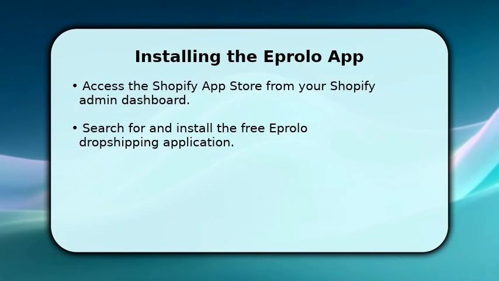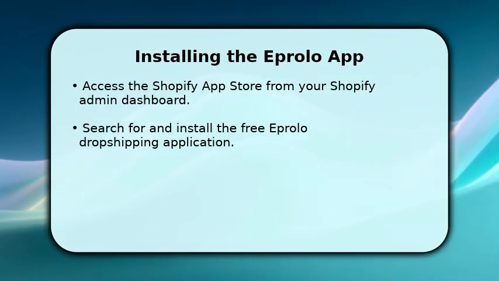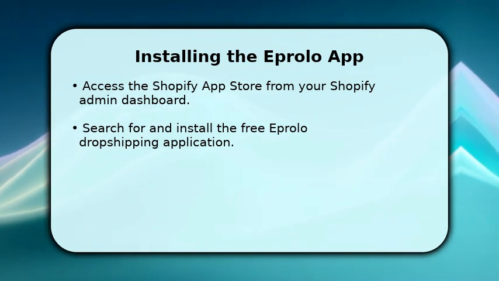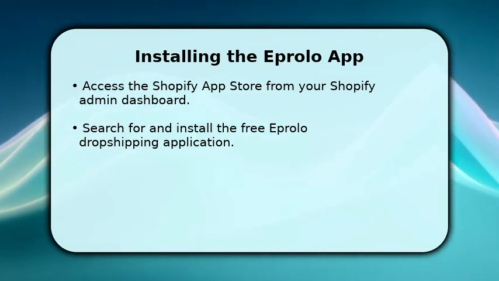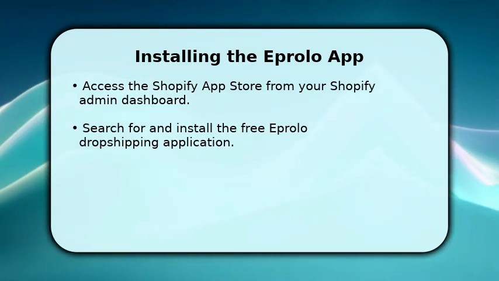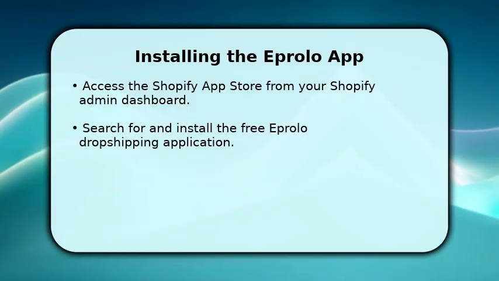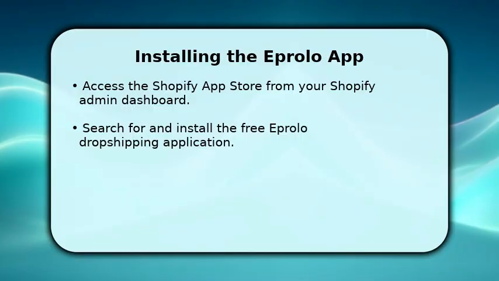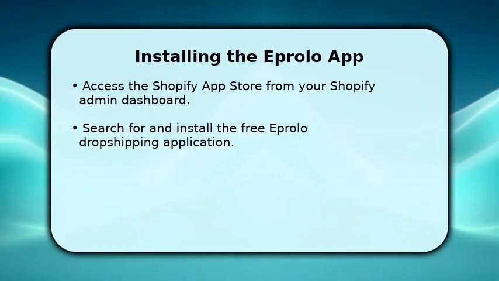The first step is to install the Eprolo app. Navigate to your Shopify admin dashboard and locate the Apps section. From there, open the Shopify App Store and search for Eprolo. Once you find the official Eprolo dropshipping application, click to install it. This app is completely free to use and serves as your primary connection point.